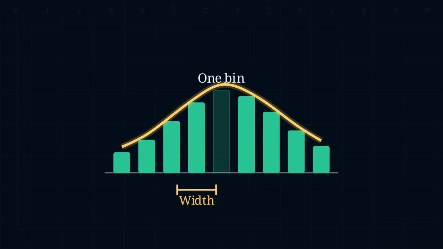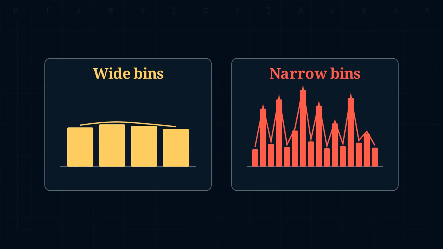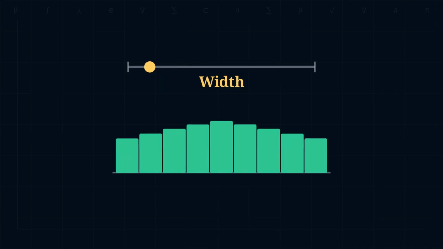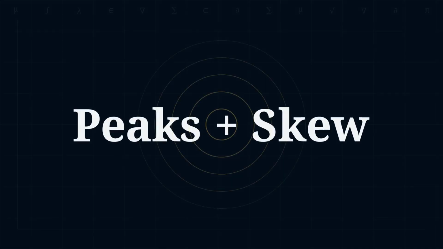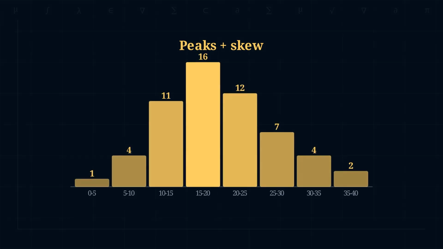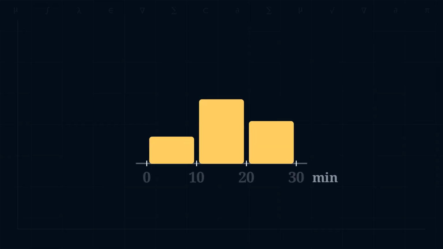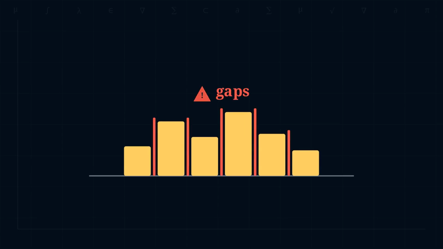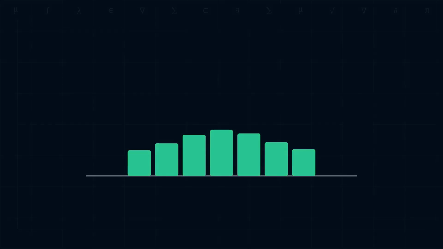Bin width is where intuition usually falls apart. Too wide, and you iron out real structure. Too narrow, and you elevate random noise into fake bumps. The actionable move is to experiment with several sensible widths and check which features stay put. Stable peaks and stable skew survive reasonable bin changes. Fragile ripples vanish when you adjust the slicing. Align bin edges with natural measurement units when they exist, but do not let rounded boundaries trick you into seeing gaps or spikes that come from formatting, not from behavior.